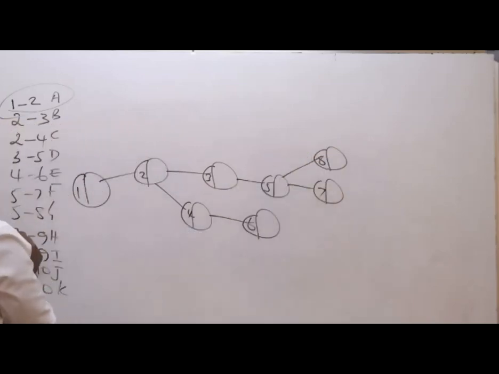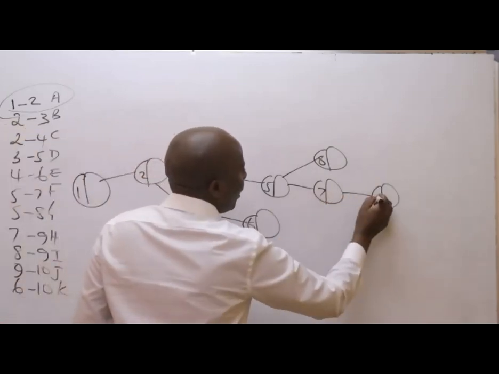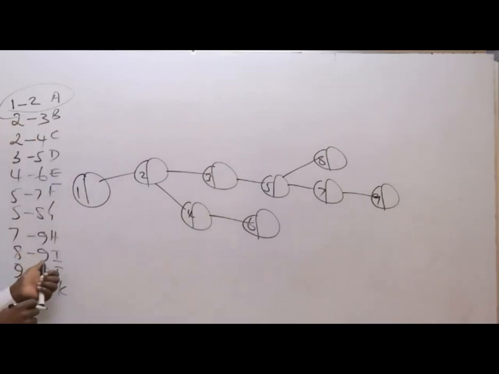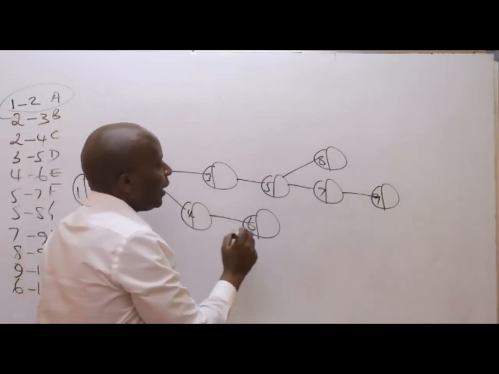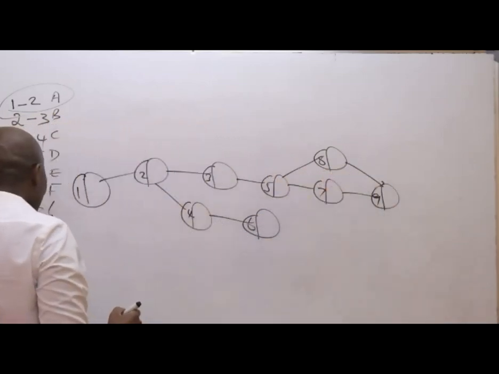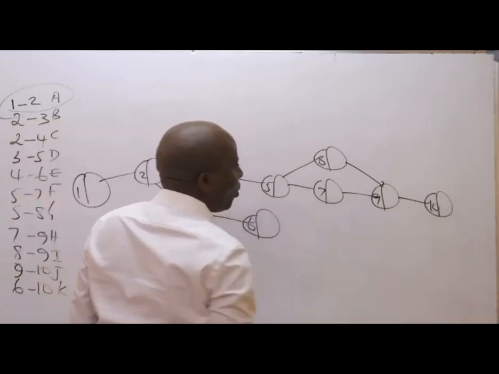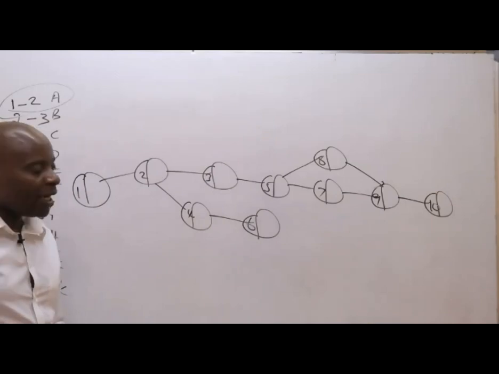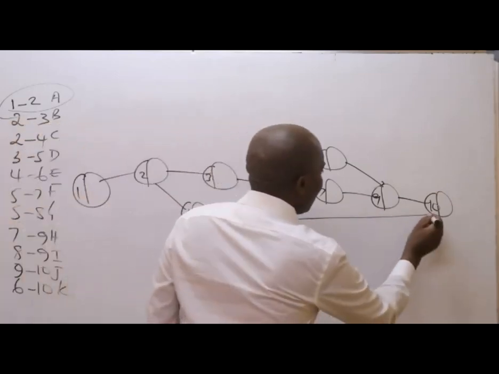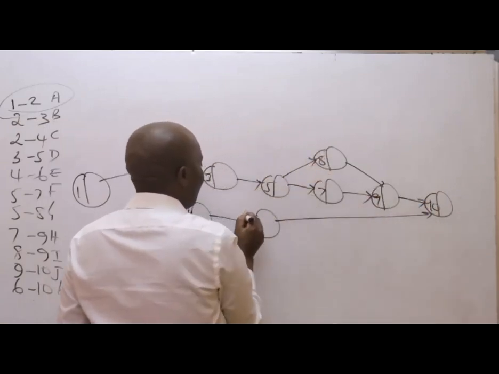And then we have 7, 9. After 7, 9, I can see 8, 9. So I need to join the 2, 8 and 9. After that, we have 9, 10, so I need to introduce a 10th node. That is 9, 10. And then lastly, after 9, 10, we have 6, 10. The last one here is 6, 10, like that.